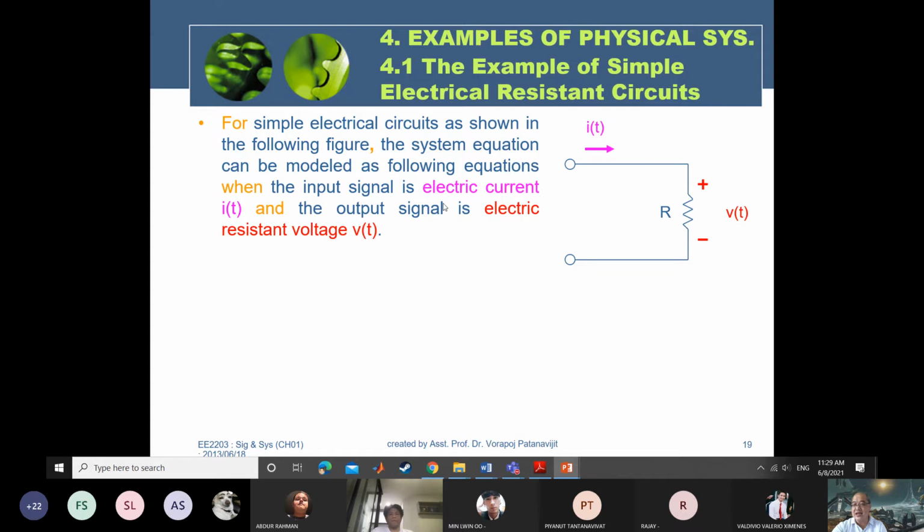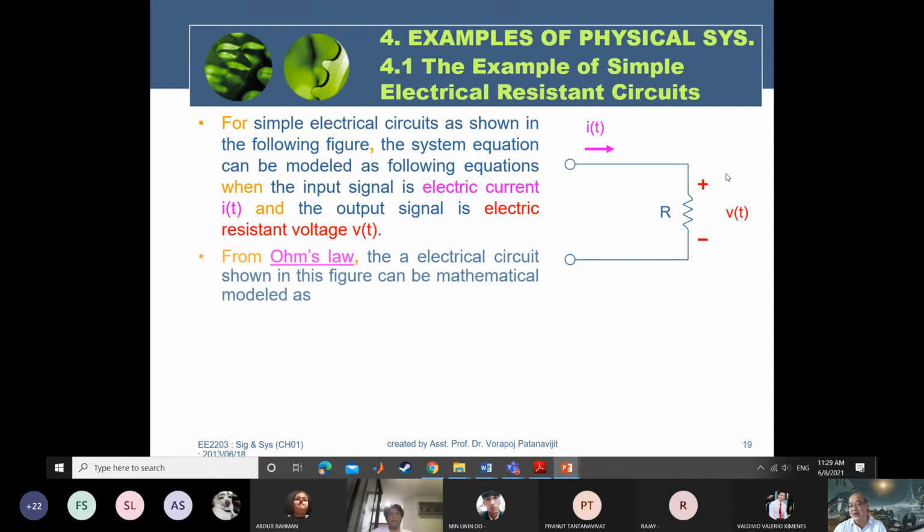I is the input, V is the output. We would like to find the relationship between the input and the output. In this case, it's very easy, from Ohm's law. The electrical circuit shown in this figure can be mathematically modeled by V equals I R, where R is the resistance value.